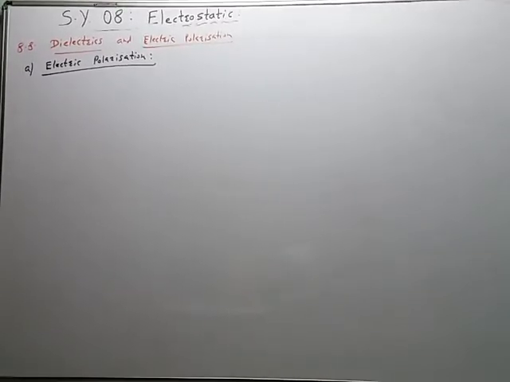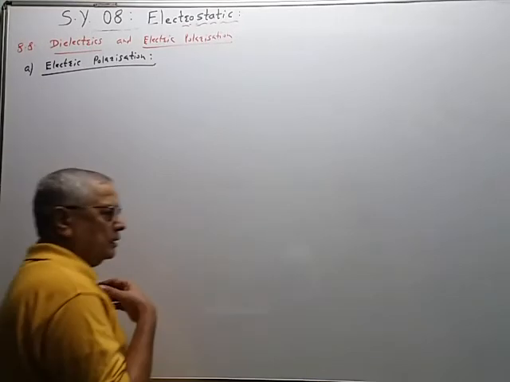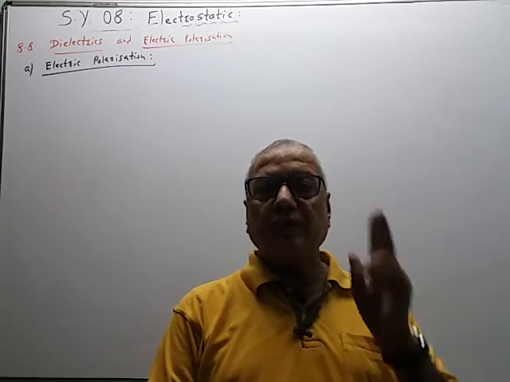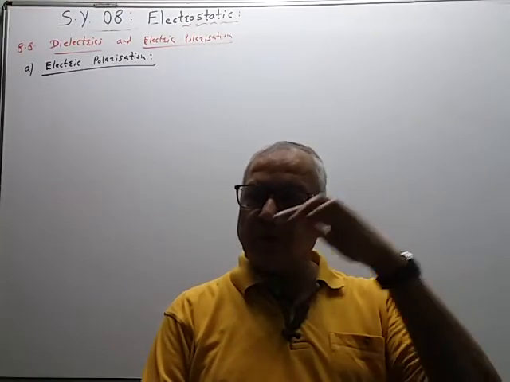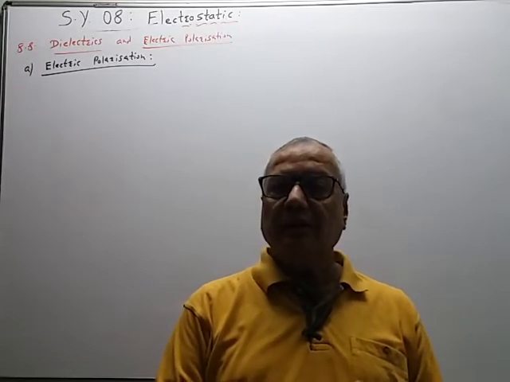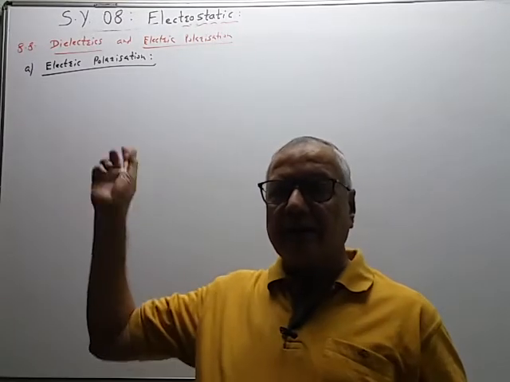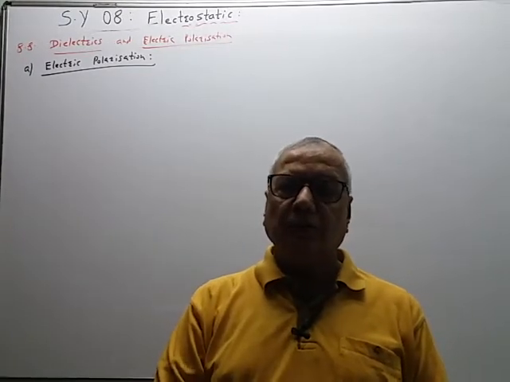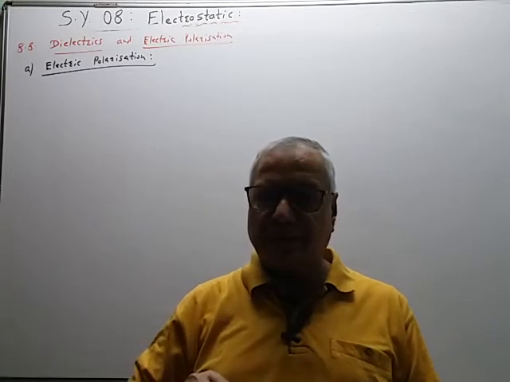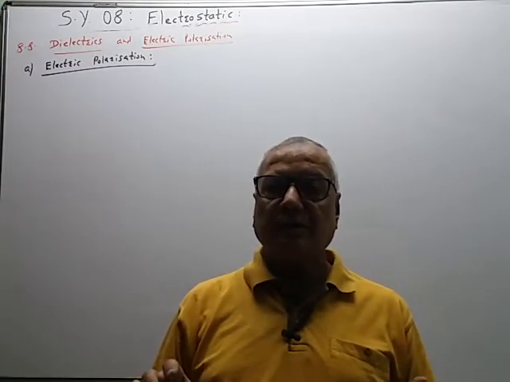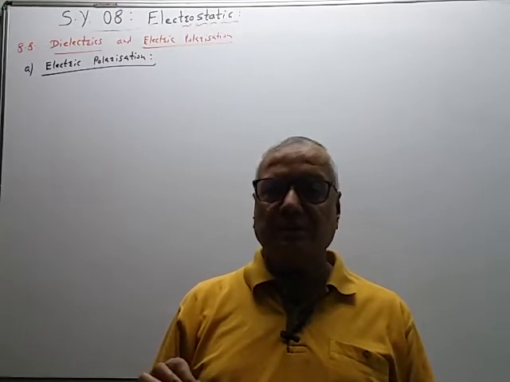Now let us see the next article, electric polarization. Actually, in this year, we are going to see two types of polarization effect. One is in the optics section, that is called optical polarization, a completely different phenomenon, and this is the electric polarization. It is related to electrostatics. So the partial separation of the charges in a molecule or in an atom is called polarization. So the simple meaning is this.